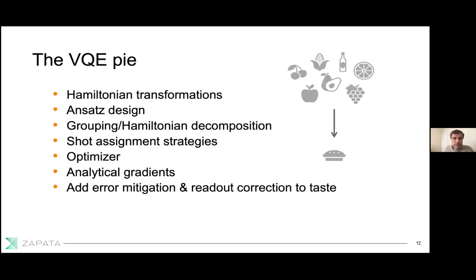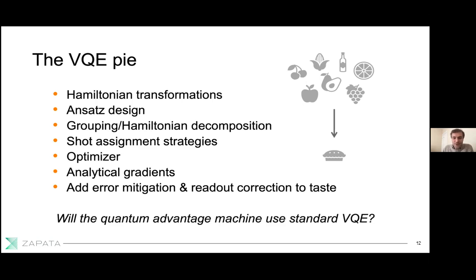So the question we ask is, what hope do we have for VQE to be solving problems on these future larger devices? So while there's been a lot of advance on the hardware, in parallel, there's been a lot of improvement in terms of the algorithm itself. And so we like to think of this as a VQE pie, and a lot of work at Zapata has gone into improving these individual components of the algorithm. And so this brings us to the question of, with all of these improvements, is there hope of using the quantum advantage machine with standard VQE?